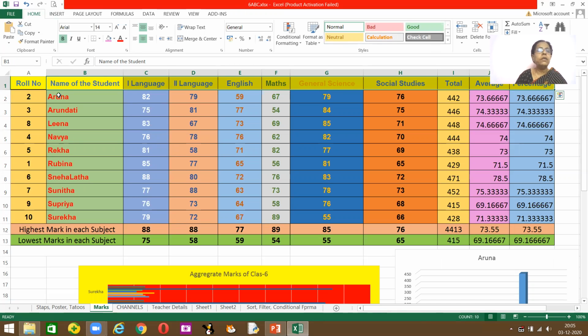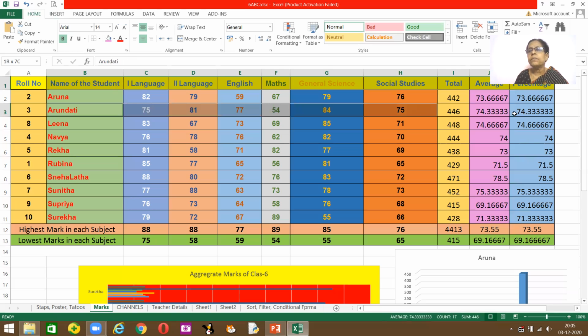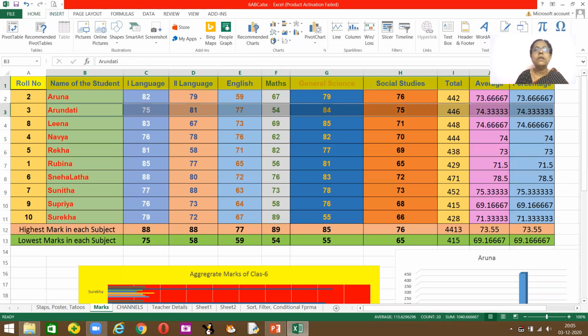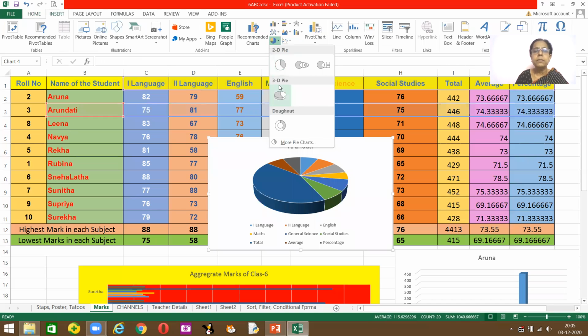And then I want Arundhati's marks. Just press the control and select this line. Okay. So it selected the first and the third line, and just go to the insert and say I want a pie chart. You can see the pie chart. Okay, this is how it looks.